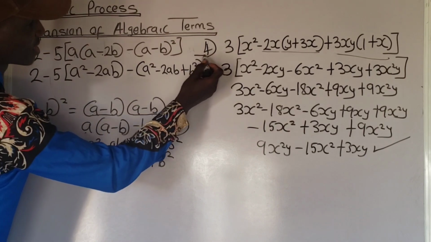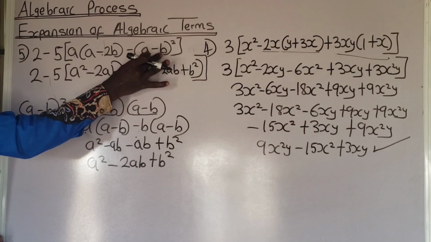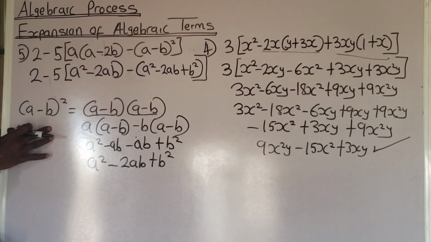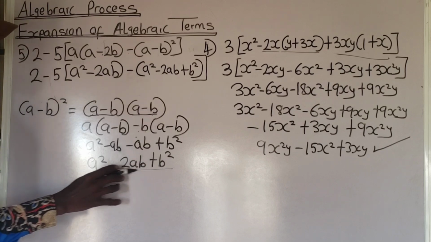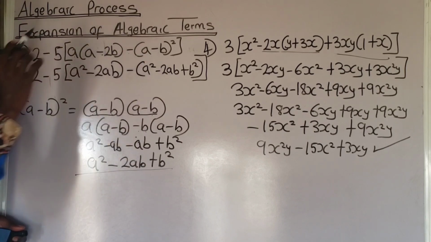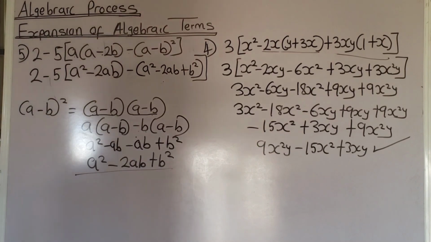Do you understand? The reason why I brought out this A minus B squared is because I want to show you how I got this. By the time I expand this, I arrive at this answer, and that's why I got it here. Do you understand? So, it's very simple. Now, let us proceed with our solution.